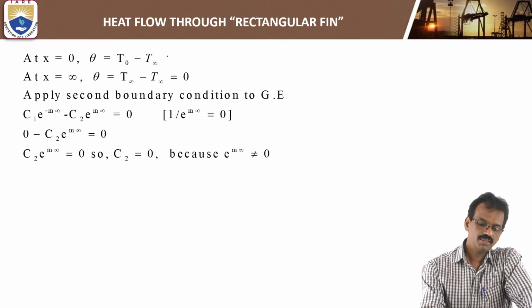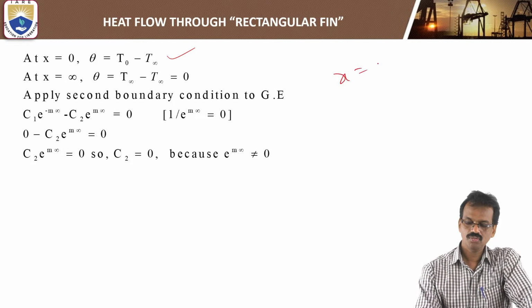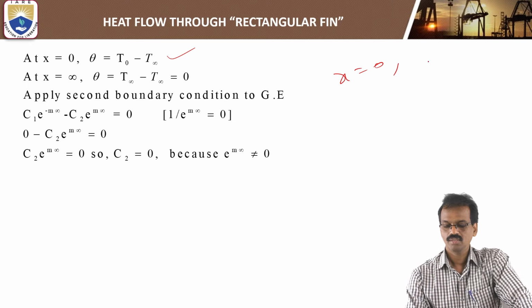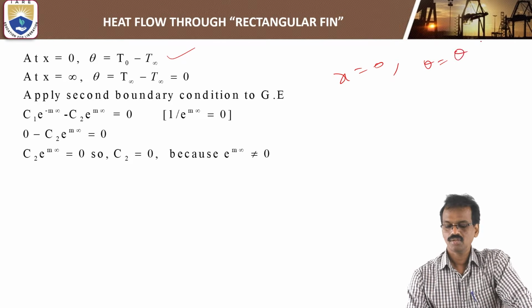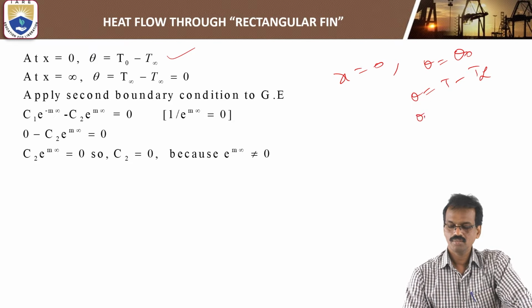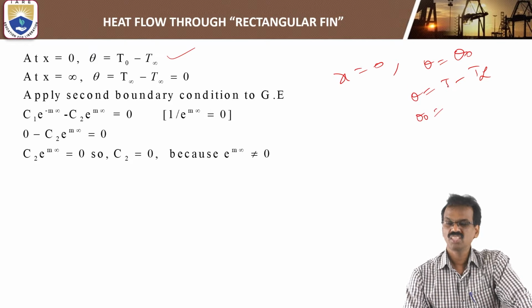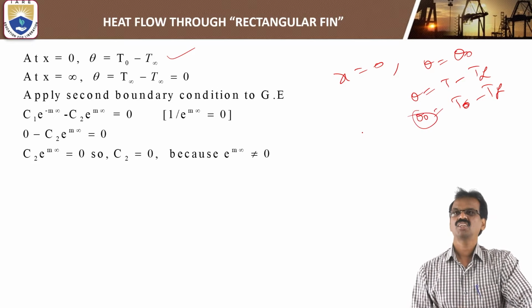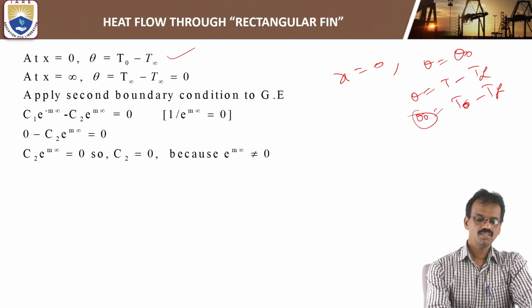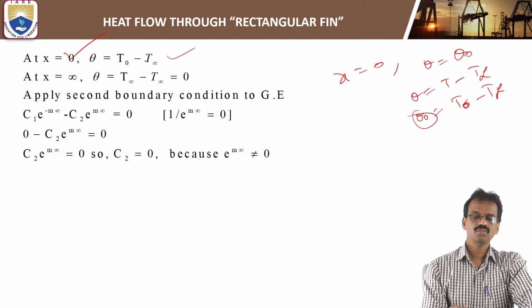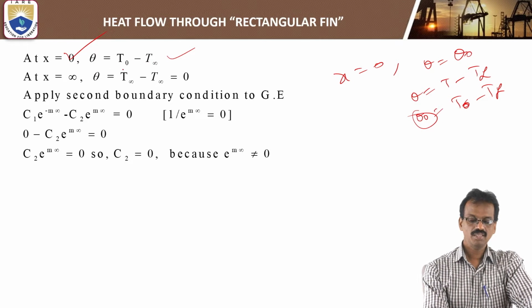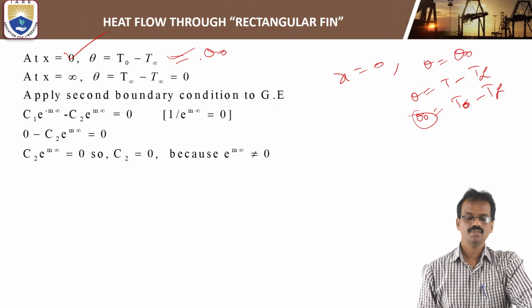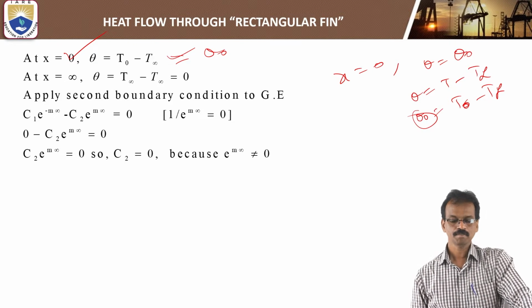These are the boundary conditions. At x is equal to 0, theta is equal to theta naught. We know that theta is equal to T minus T infinity. So theta naught means at x is equal to 0, T is equal to T naught, so T naught minus T infinity. That is represented by theta naught. So the first boundary condition is at x is equal to 0, theta is equal to theta naught, that is T naught minus T infinity.